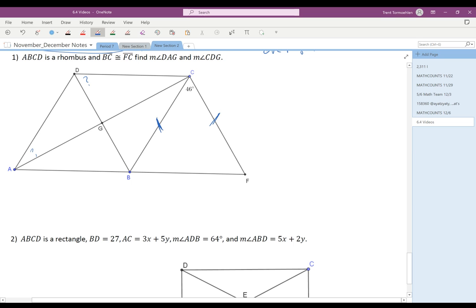First off, this is an isosceles triangle, which means we know that when we do 180 minus 46, we get 134. 134 divided by 2 is 67.